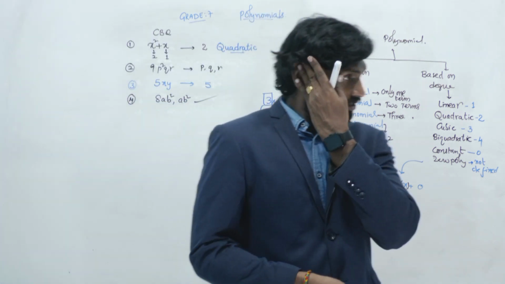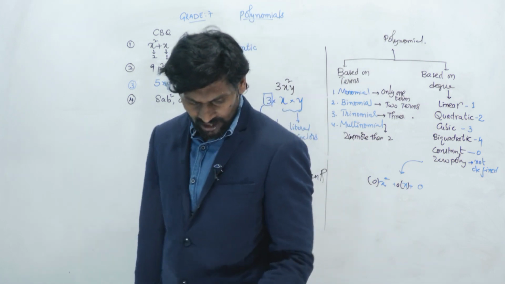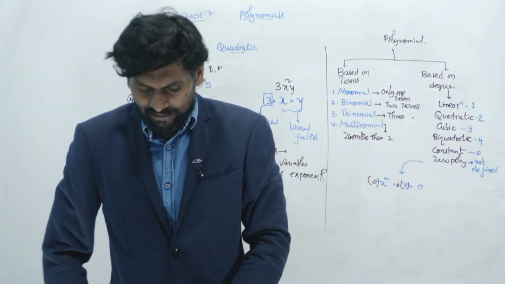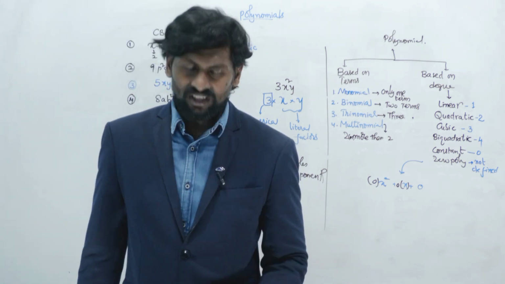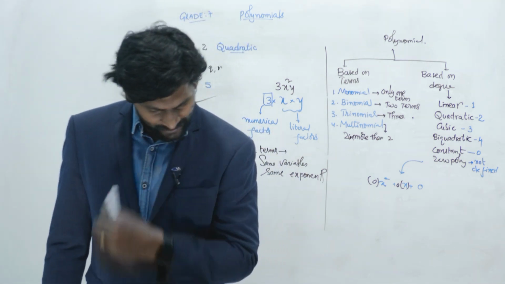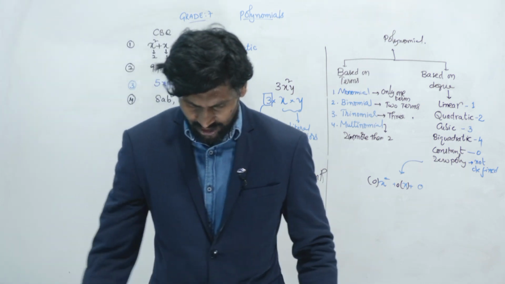Same variables with same exponent. Now coming to the second one, a square b, x square y. First term has a and b as variables, second term has x and y as variables. So they are unlike terms, not like terms. Third one is also like that only. Let us go through question number 5.